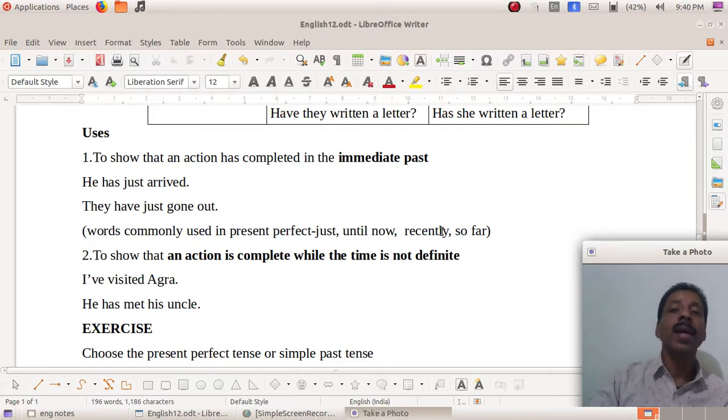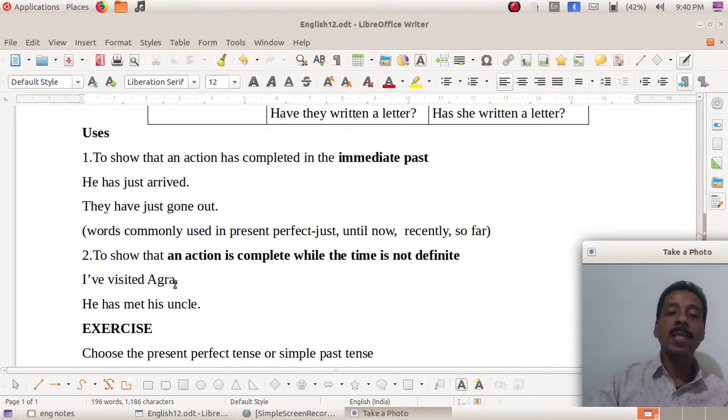Okay, recently I have bought a new car. Okay, then to show that an action is complete while the time is not definite, that's what we have already mentioned. To show a completed action while the time is not known, or not definite, etc., we use present perfect tense.